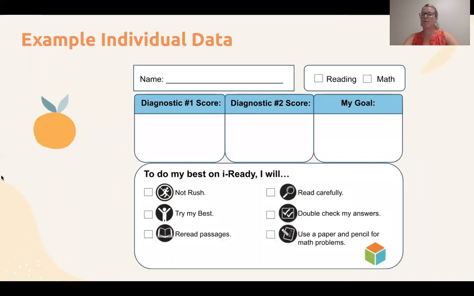This is another sample of an individual data piece that you could collect. This is centered around iReady. Thinking about keeping this once you've filled it out and shared it with families so that you can fill out the diagnostic 2 score as well. And I like this data piece because it not only focuses on the score, but it also focuses on some test taking strategies and ways that you can really grow and learn your best doing iReady. So this is just another example of a way to collect data for iReady as well.